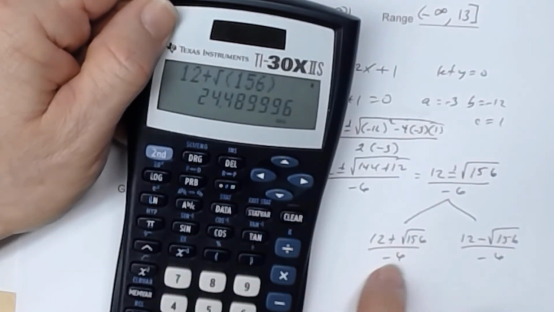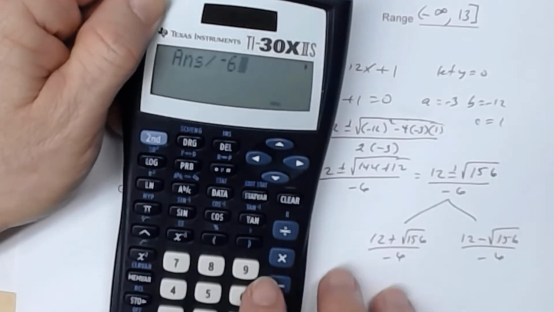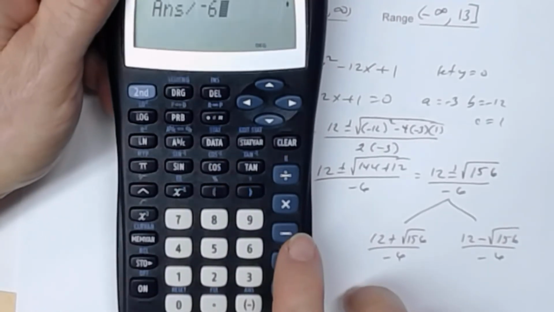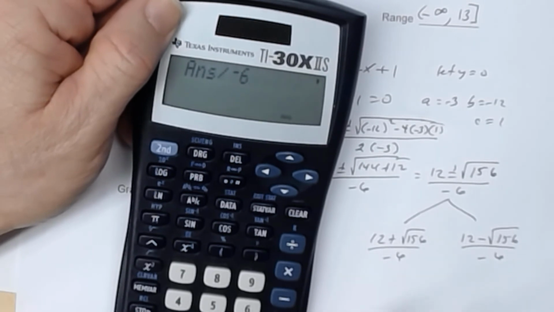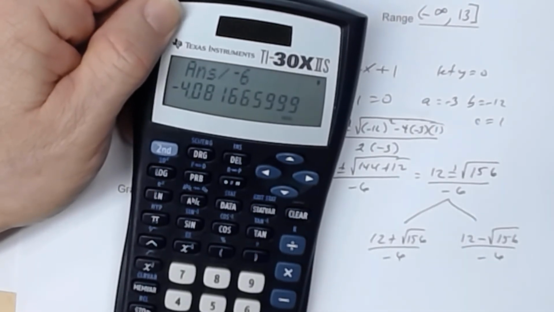Remember, I have to divide that now by negative 6. So divide by negative 6. And make sure you use the negative button and not your subtraction button, because you're going to get a syntax error. And then press equal, and there is one of my x-intercepts.